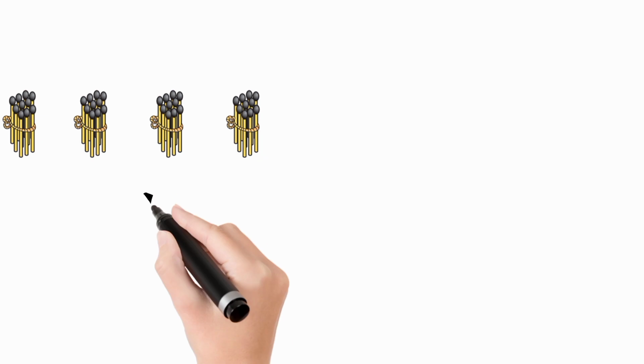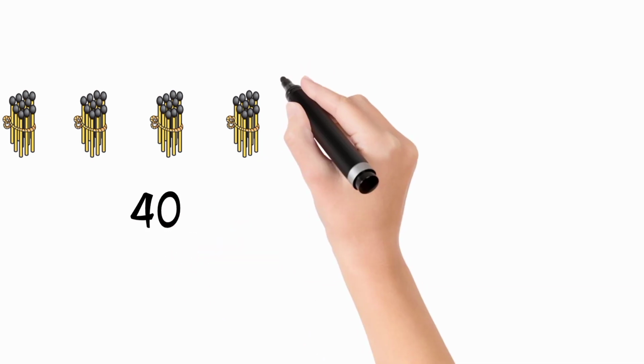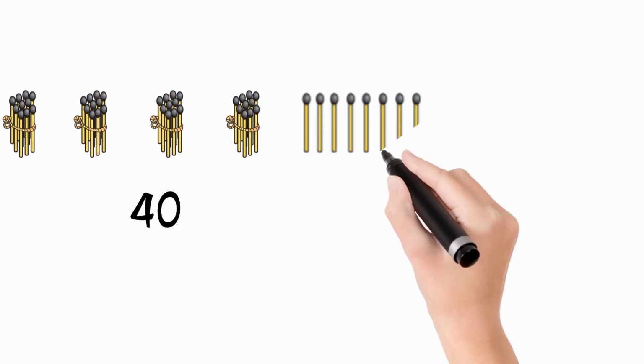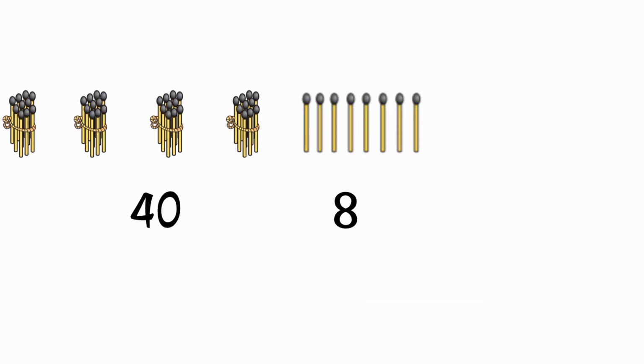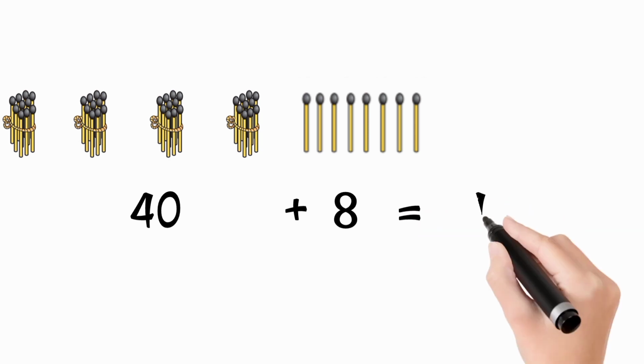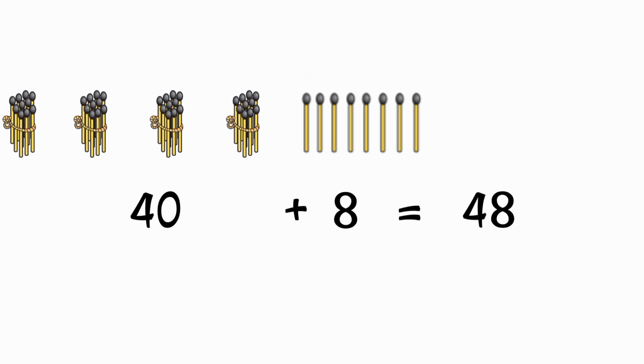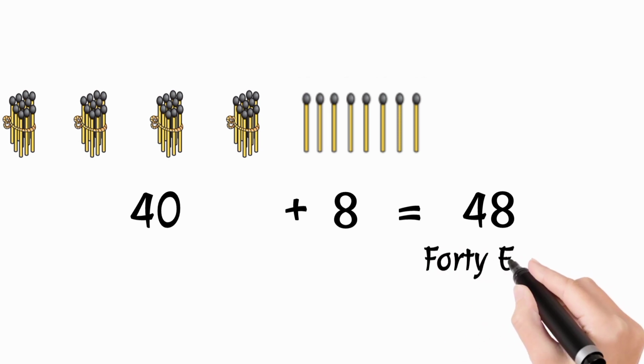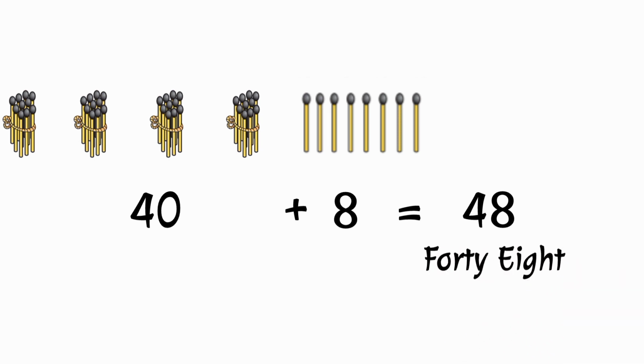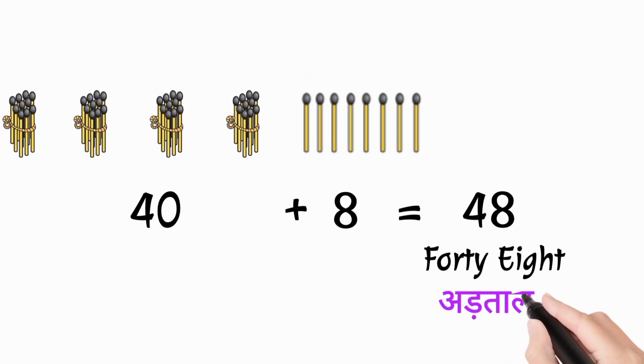Now we have 4 bundles, which means 40 and 8 loose matchsticks. So 40 plus 8 is equal to 48. 4 tens and 8 ones, 48. इसे 48 कहते हैं.